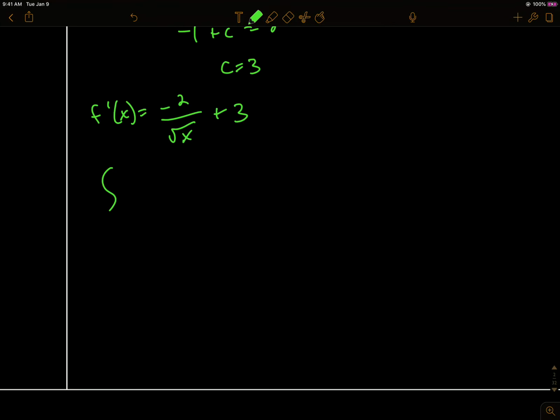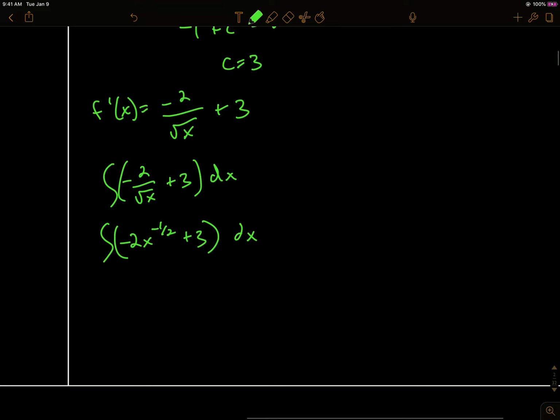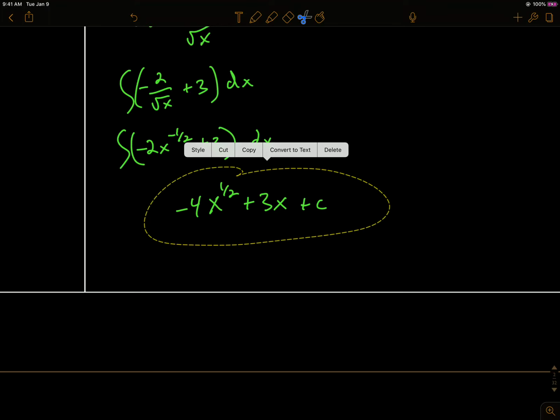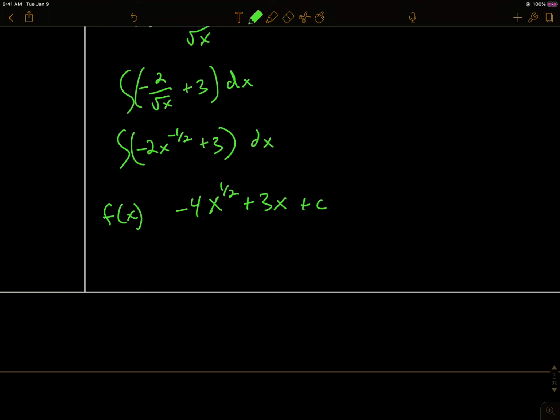So if we integrate that, negative 2 over root x plus 3 with respect to x, I can do power rule again. This requires a bit of a rewrite. We'll call it x to the negative 1/2 plus 3 dx. So now if I apply power rule, I get x to the 1/2. I'm multiplying by the reciprocal, so I get a negative 4 root x plus 3x plus c. That is f of x.